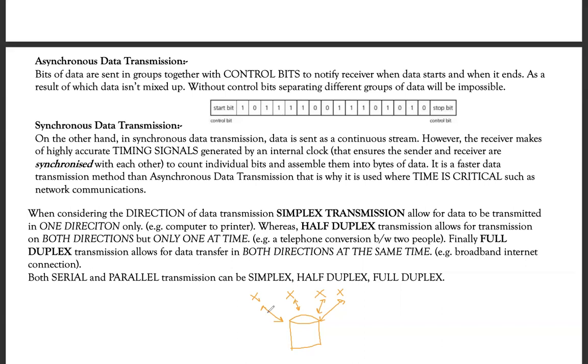So this is how a networking system is capable of communicating with all connected devices through synchronous methods and timing signals, by sharing its time with all connected devices. So that takes care of synchronous and asynchronous data transmission.